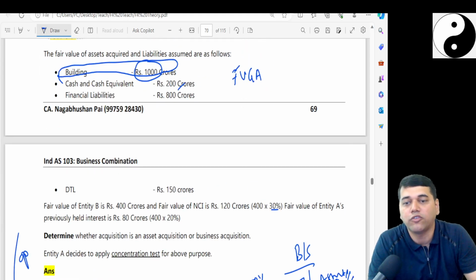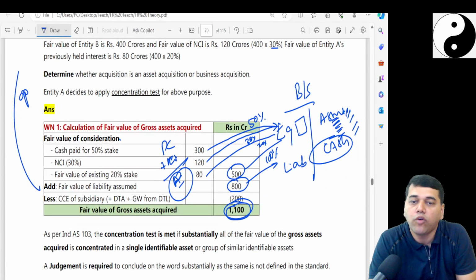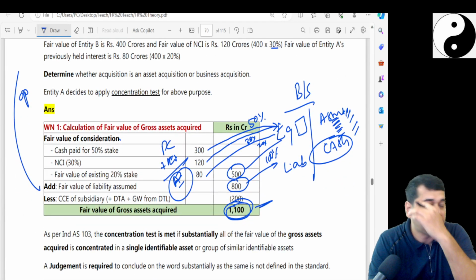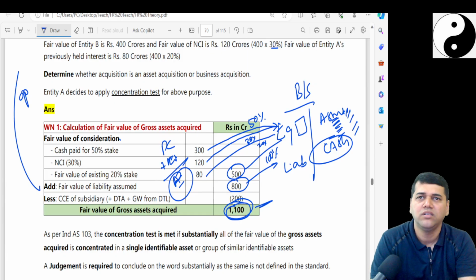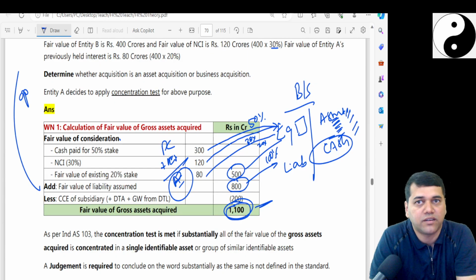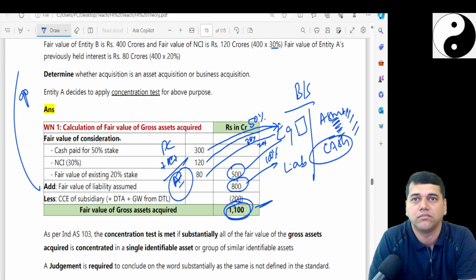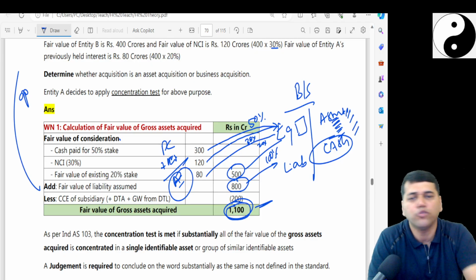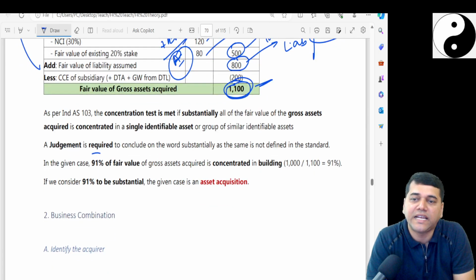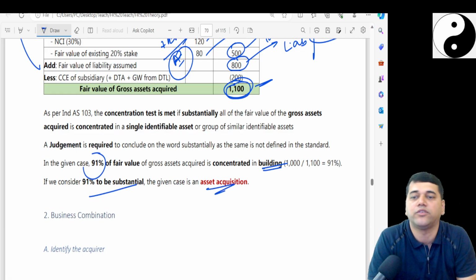This is called the fair value of the gross assets, and it should be revolving substantially around one particular asset. Substantially is not defined. If not, then you can treat it as a business combination, and if you want to do a further test, you can. So in the given case, 91% of the fair value is concentrated on the building. So it is substantial, and it is an asset acquisition.